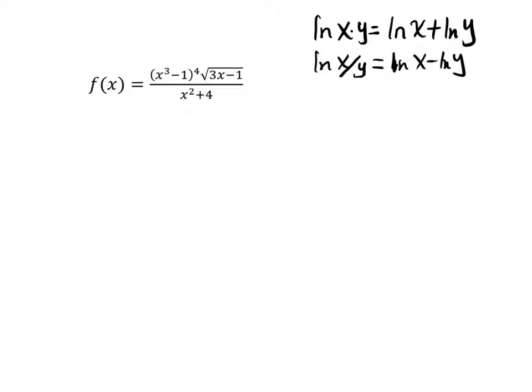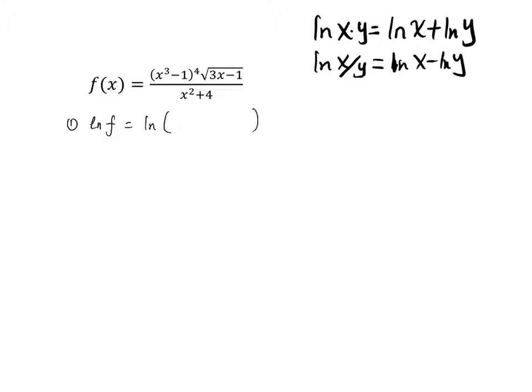And this is the first formula that we need to use when we use this technique. The natural log of x times y, you can write as the sum of two natural logs. And when you have the natural log of x over y, it becomes the difference of two natural logs, right? So we are going to use that. The first step is you're going to apply natural log to both sides.